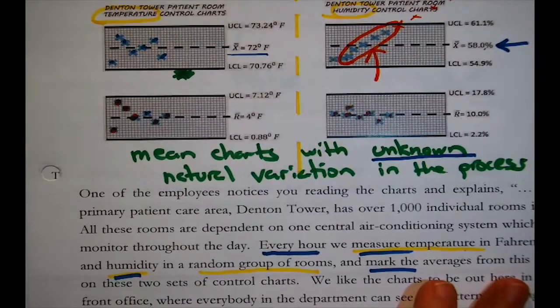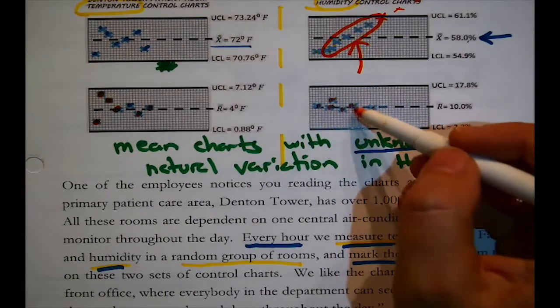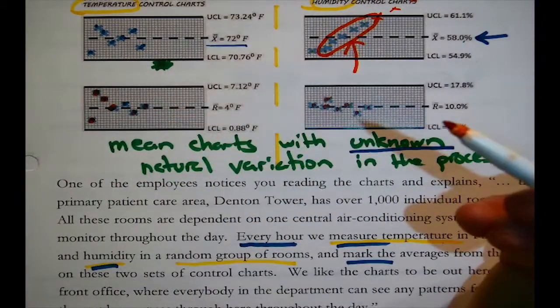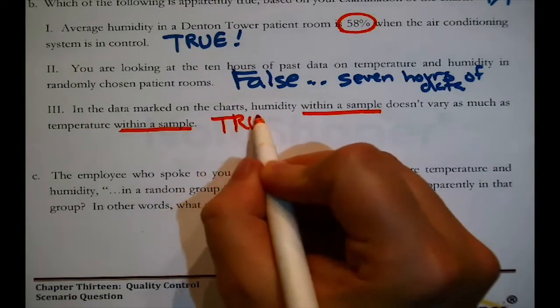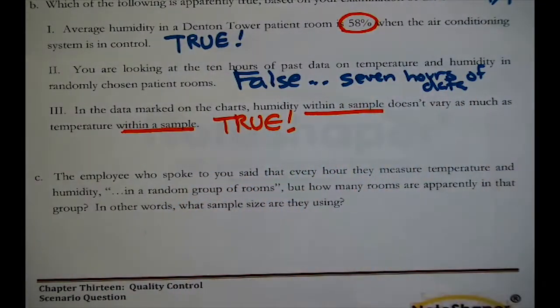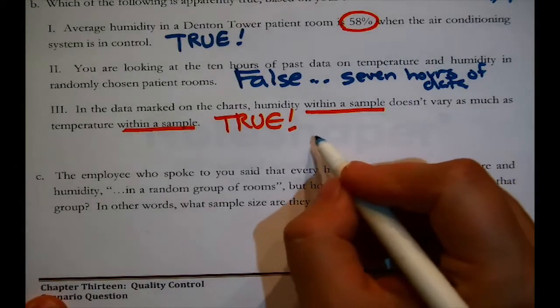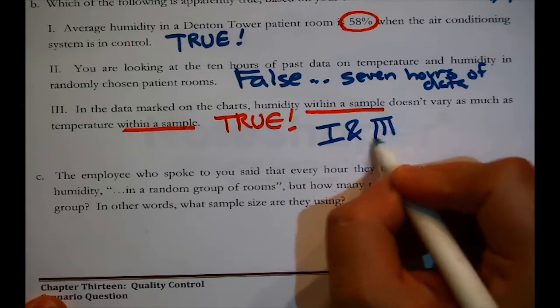So actually, I'm comfortable with that statement. It does appear like humidity doesn't vary as much within the sample as what we were witnessing, at least earlier in the day, with temperature. So I am behind calling that true just by reading and interpreting the range charts. So that means for this part B, it's 1 and 3 that are true.